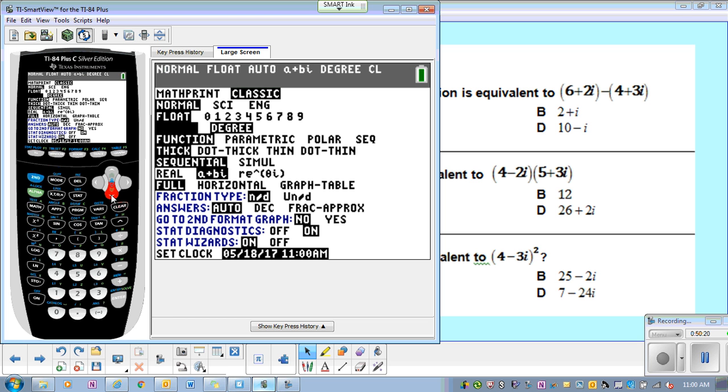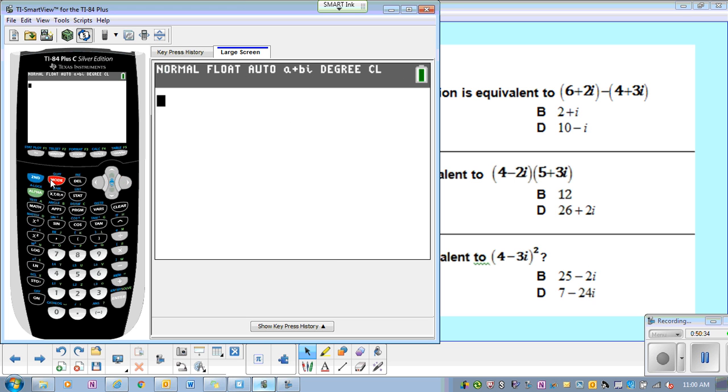Make sure that your A plus BI is on. It has to be shaded, right? Yep, it just has to be shaded. Yours is probably already shaded right now, but just make sure you know where to go for this. Okay, Cindy? All right, so anything with i, put it straight into your calculator exactly the way you see it. So put in the first one and tell me what you get.